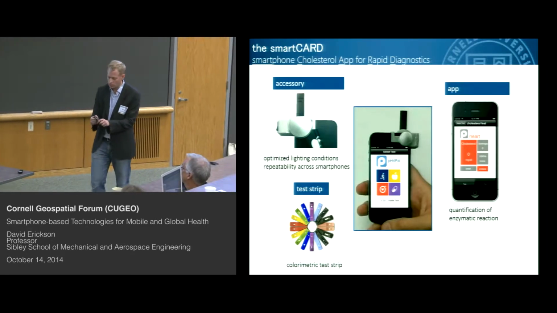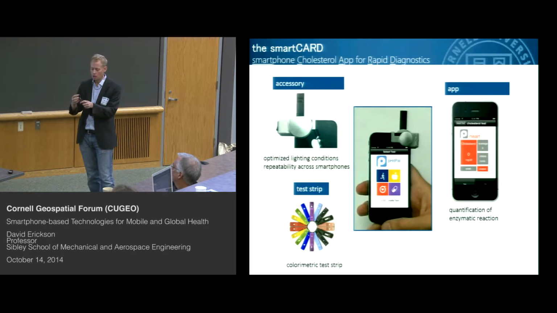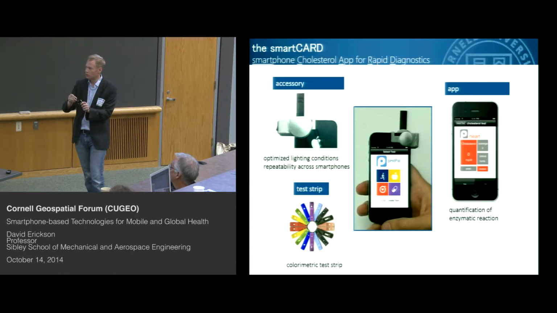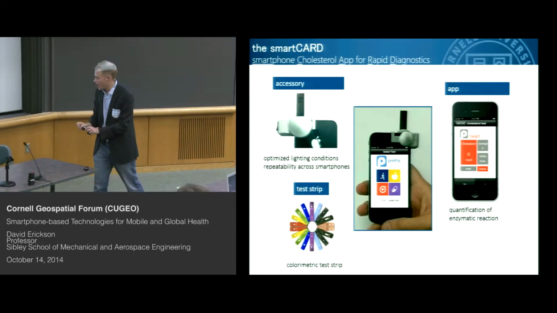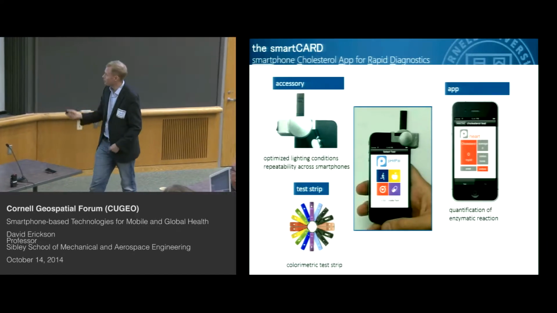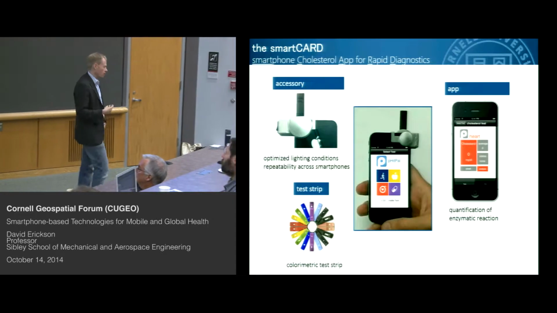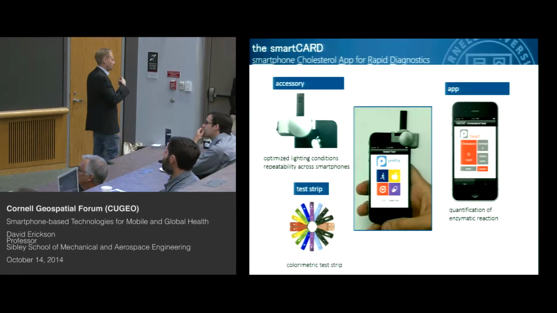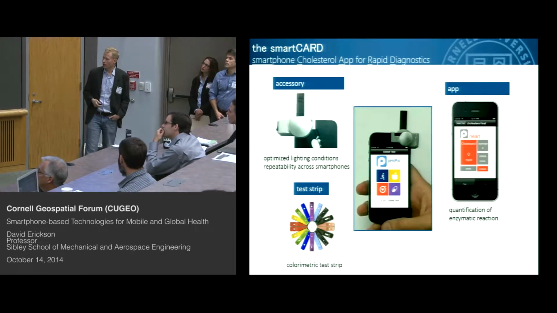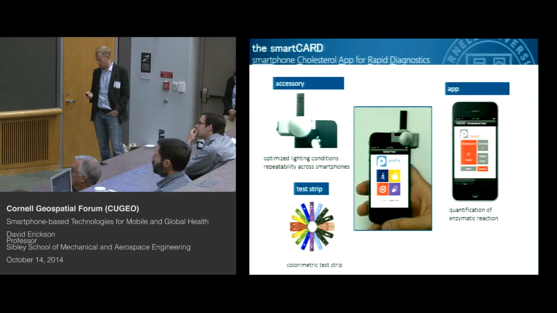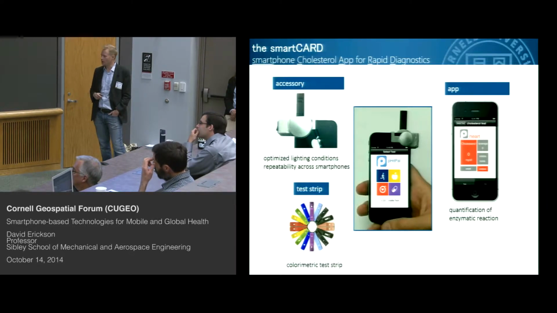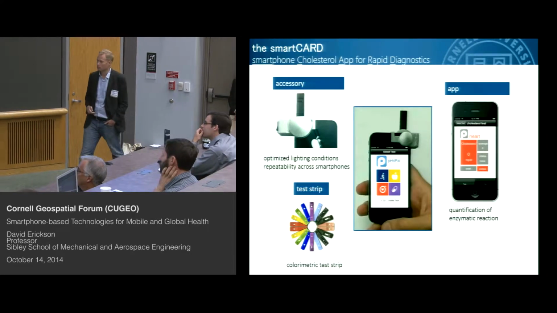And so you can see the device just comes on and off, simple as that. The test strip goes in and out like so. The app on the phone both interprets the results and helps you run the test. So it does timing and a few other things that are helpful. I won't talk about the details of the test, but it's basically a colorimetric enzymatic reaction.